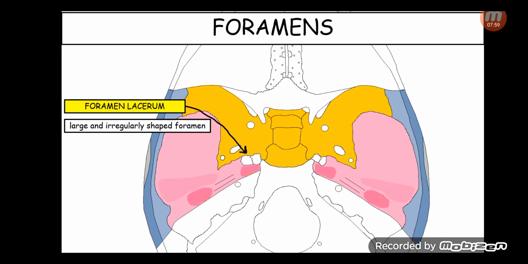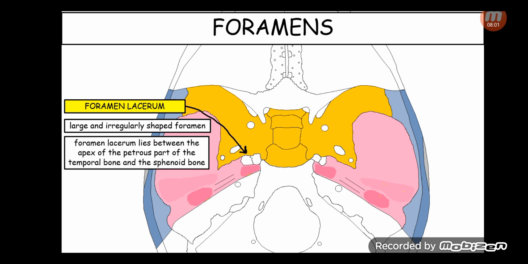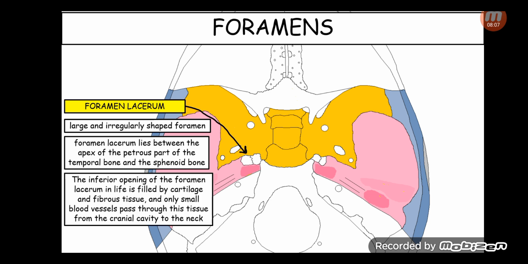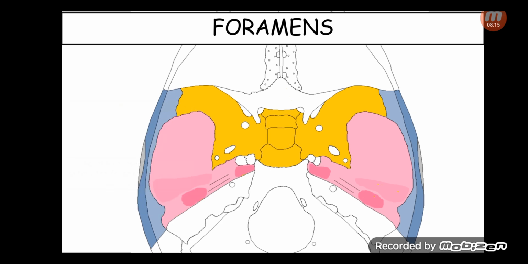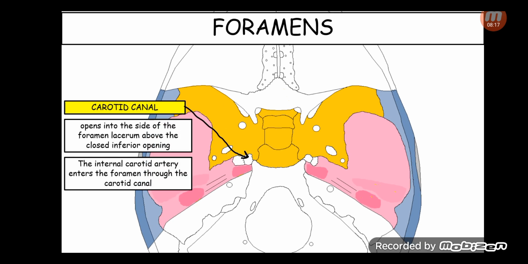Then we have the foramen lacerum, that is a large and irregularly shaped foramen. Foramen lacerum lies between the apex of the petrous part of the temporal bone and the sphenoid bone. The inferior opening of the foramen lacerum is filled with cartilage and fibrous tissue, and only a small blood vessel passes through this. Then we have the carotid canal that opens into the side of the foramen lacerum above the closed inferior opening. The internal carotid artery enters the foramen through the carotid canal.